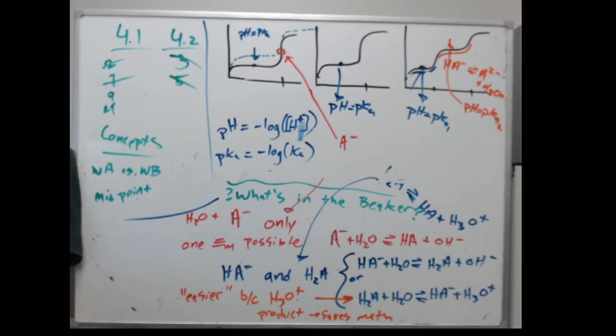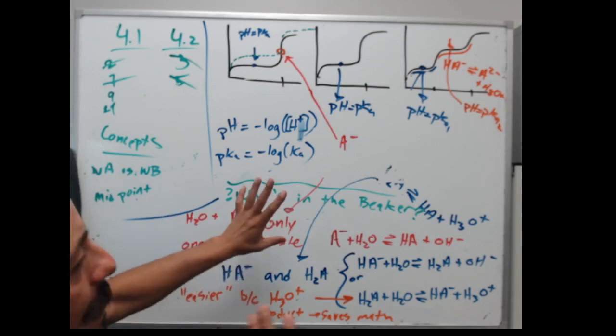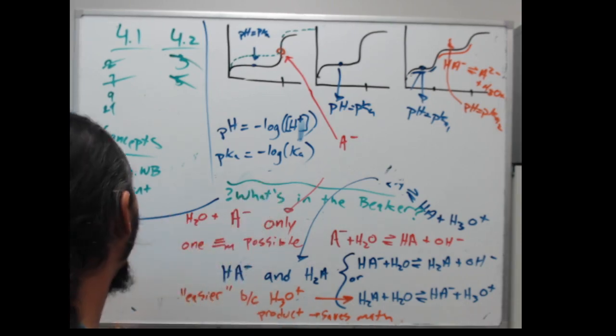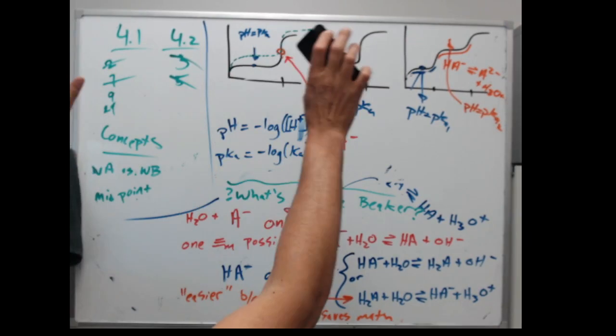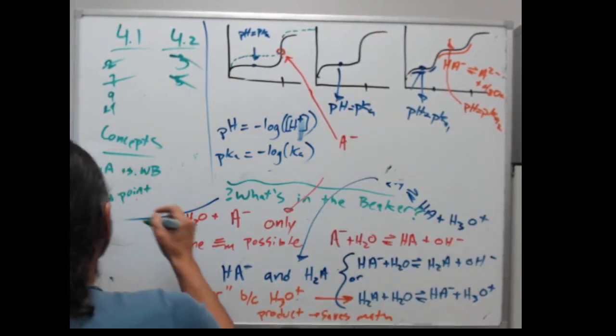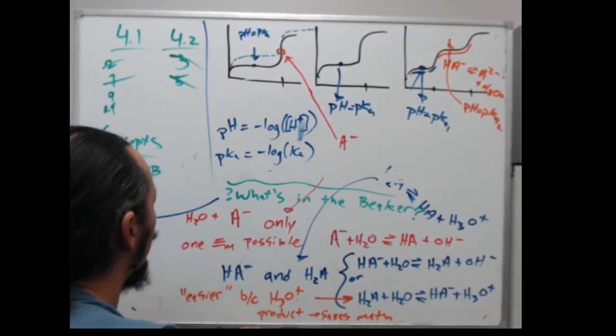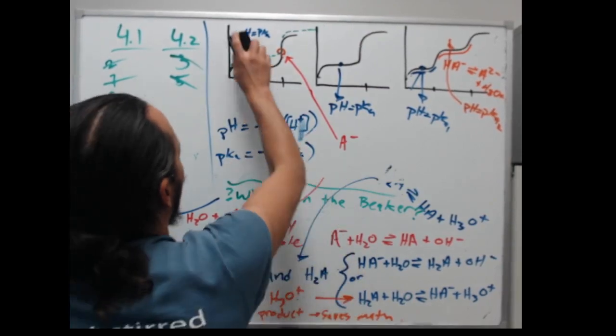Okay. Number 9 from 4.1. Which I think is actually a buffer calculation. Well, it's a within the buffer range calculation. It's a weak acid conjugate base calculation. I think that's number 9. I'm going to erase all of this, I think. So we did this. Cool.